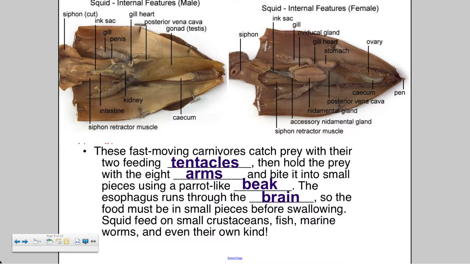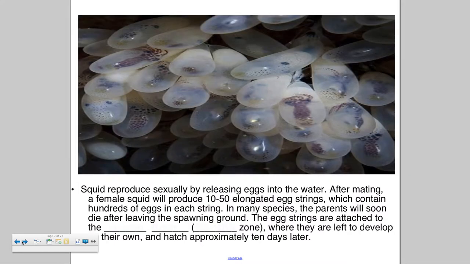Yep. They would eat, if need be, they would eat it. All right. Here is a picture of squid eggs. Little baby squids are in these eggs.